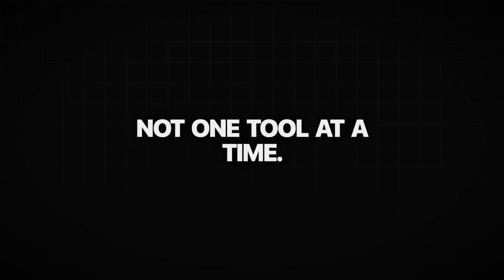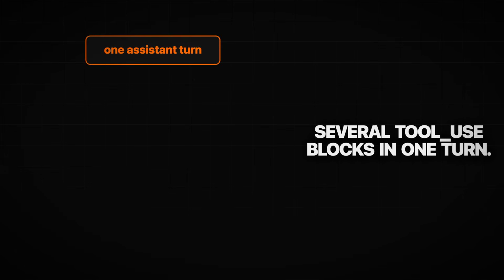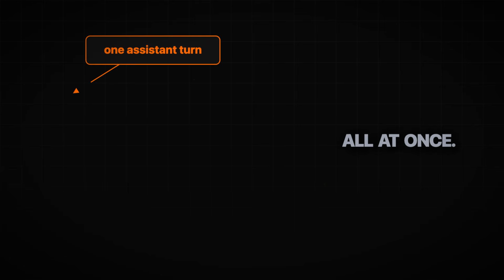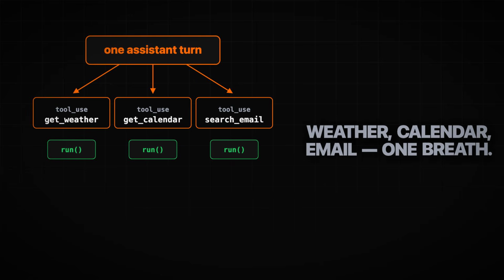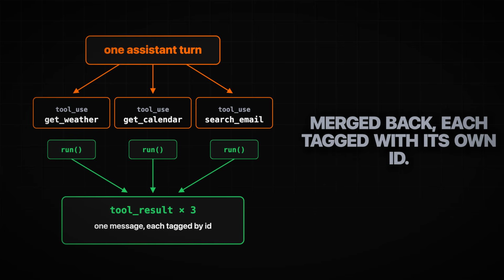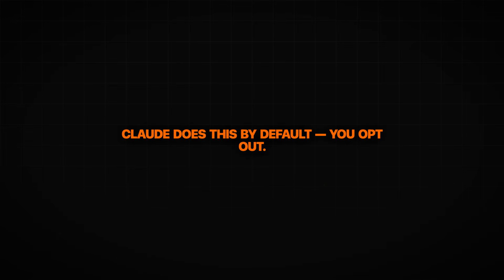Two things here will surprise you. First, the model isn't limited to one tool at a time. In a single turn, it can emit several tool use blocks at once. Check the weather, look up your calendar, search your email, all in one breath. Your harness runs them, ideally in parallel, and sends every result back together, each tagged with its own ID. Claude does this by default. You have to opt out if you don't want it.